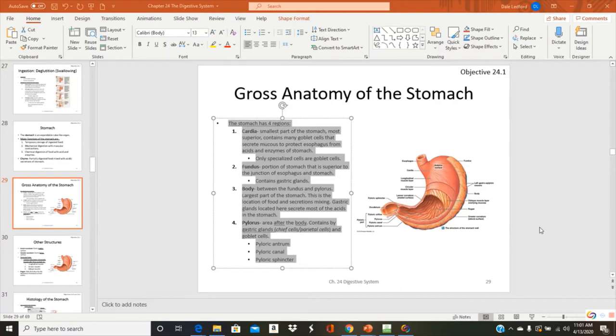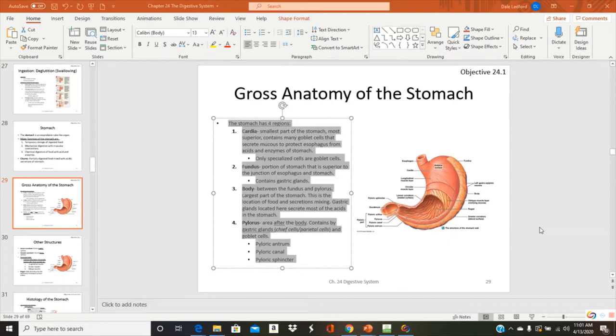Okay, now the pylorus is the area here. I think I fixed it a little bit better. The gastric glands here are going to be chief cells, parietal cells, and goblet cells. That's mostly what you're going to find here. Now, we also have our pyloric antrum, canal, and sphincter. The pyloric sphincter is the most important, controlling passage to the duodenum. I'll get a little bit more into that in a minute.